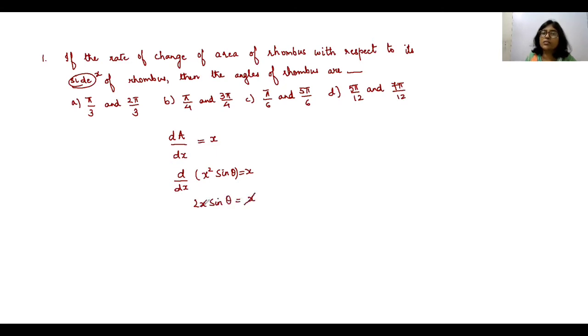So x gets cancelled and sine theta is half, which is a value in the first and second quadrant. So theta becomes either pi by 6 or pi minus pi by 6, and that is pi by 6 and 5 pi by 6. Option C it is.